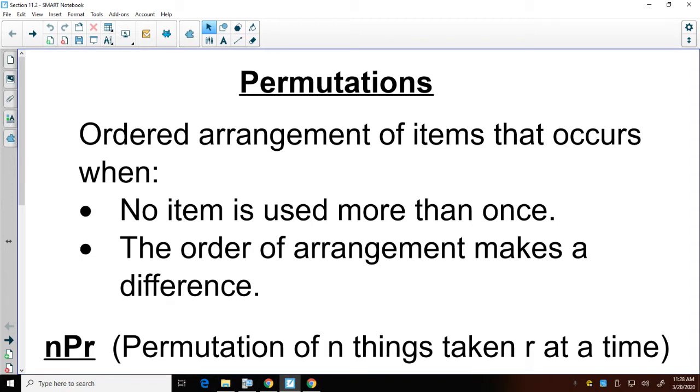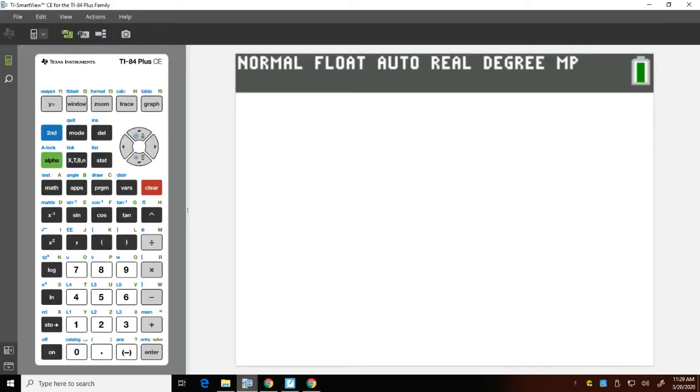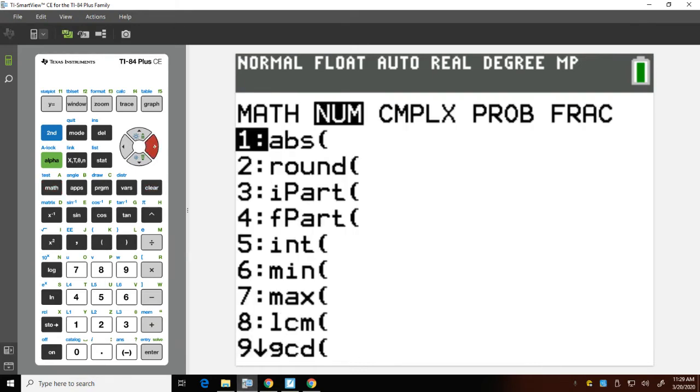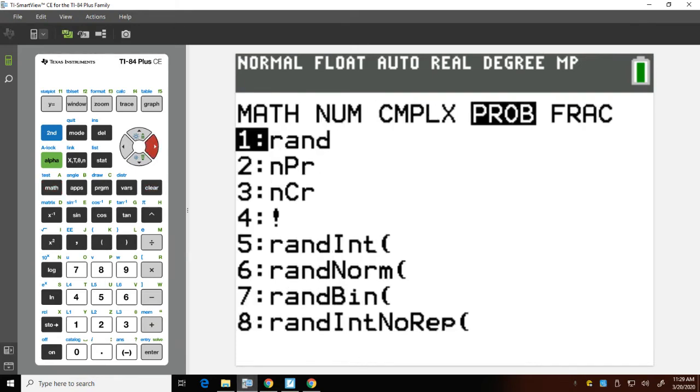Right down below here, you see the nPr that I talked about in 11.1. In our calculator, because we're going to let the calculator do the dancing for us, remember that nPr I showed you in 11.1. Under math, scroll all the way over to prob, and it's right there. It's number 2, nPr. We're going to use that a lot.